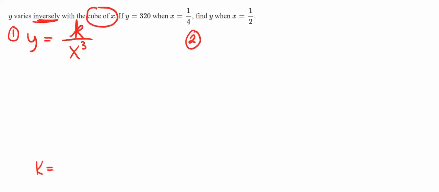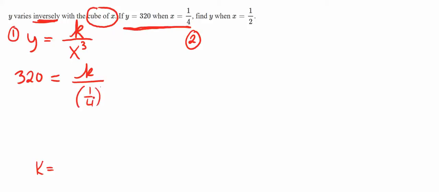All right, and then there's always a particular problem here. So it says if y is 320 when x is 1/4, what happens to y when x is 1/2? So let's go for it here. So this is 320. Trying to figure out the k value here. And we get ourselves a 1/4 taken to the 3rd power. All right, 1/4 times a 4th times a 4th.